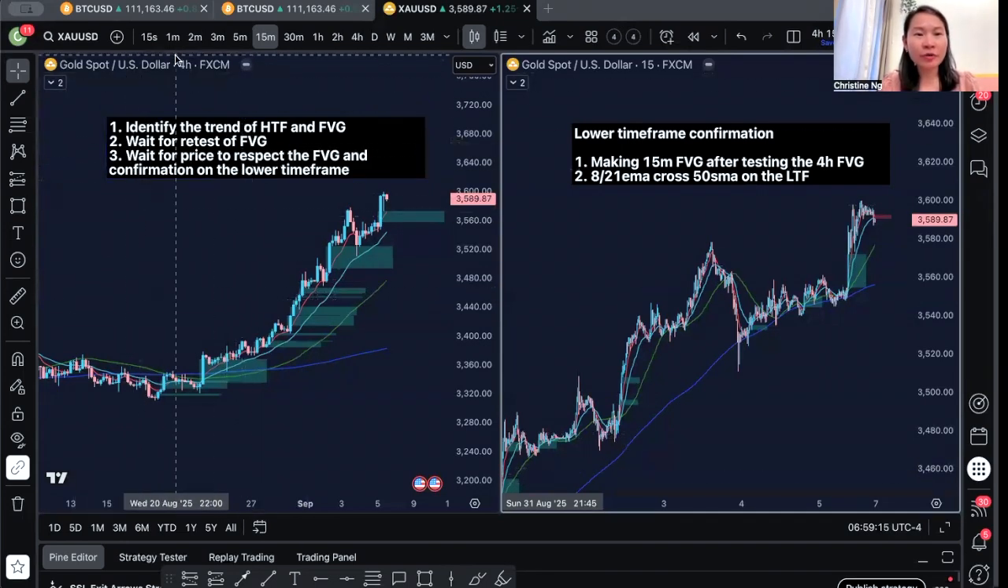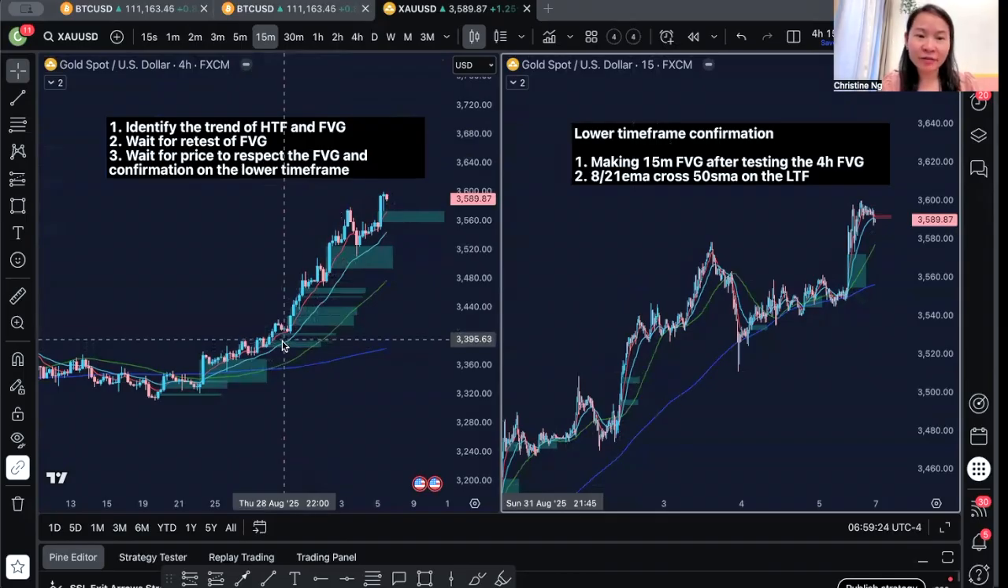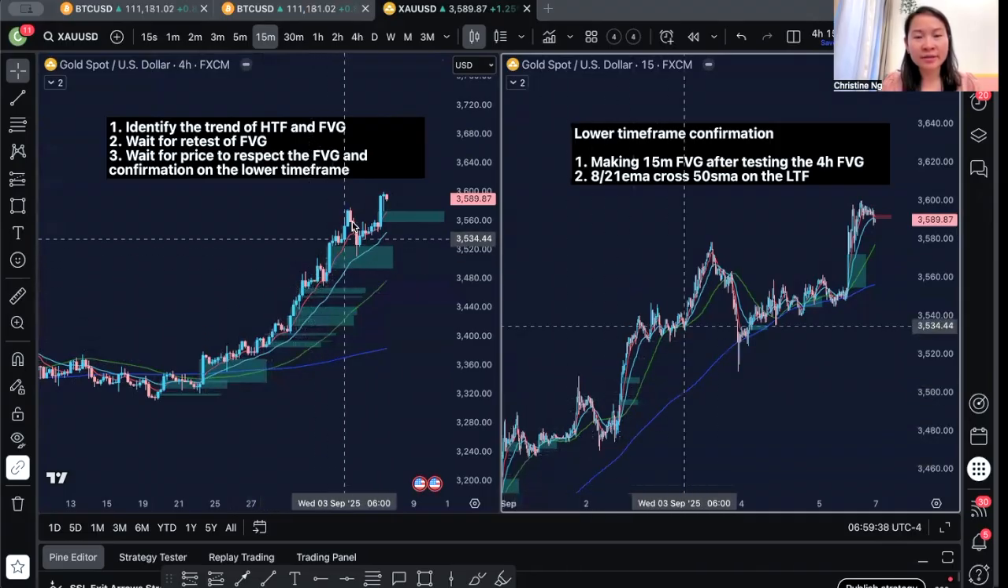So first of all, with the 4-hour time frame, we want to identify the trend. We use fair value gaps and also moving averages to help us identify the trend. So when you see the 8 and 21 EMA is above the 50, that's an uptrend. And also you can see that the price is making higher highs and higher lows. So you know that it's a clear uptrend.